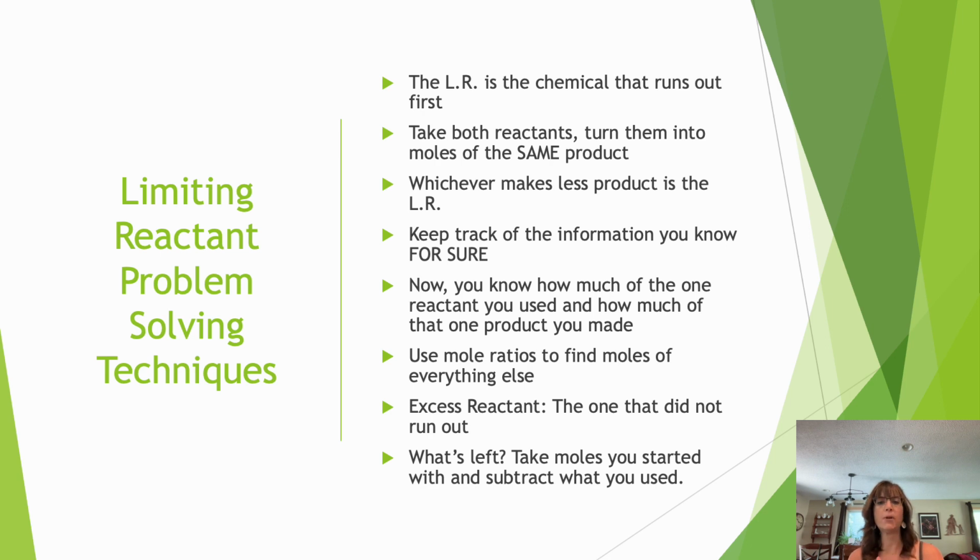So when you're doing these problems, you want to keep track of your information, and I do this below the equation. Once you determine who the limiting reactant is, you now know for sure how much of that chemical you had and used. You also know how much of that one product you will make. Use mole ratios to find everything else. Just go ahead, no matter what the next question is, find moles of everything.